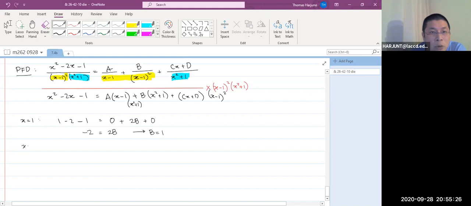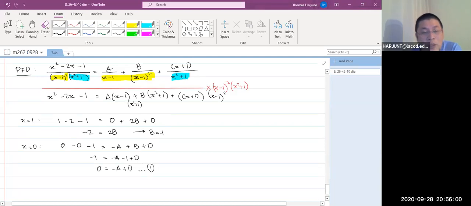Okay, but when x equals 0, the story gets different. When x equals 0, I get 0 minus 0 minus 1 equals negative a plus b. So 0 equals negative a plus b. Call that equation 1. I still get the same thing, but I started with the wrong equation on the top.